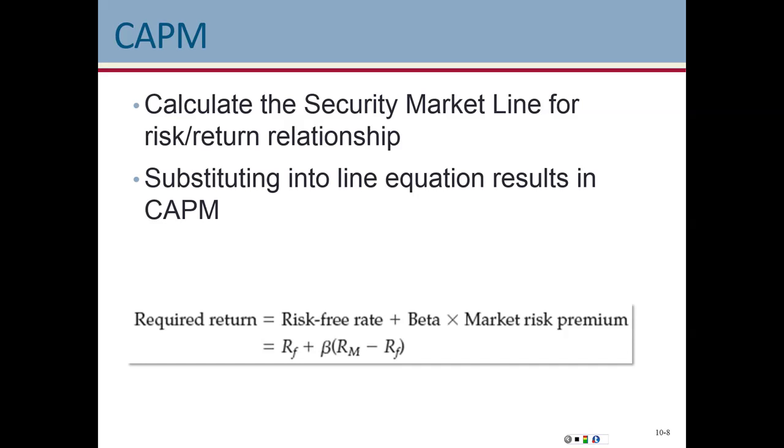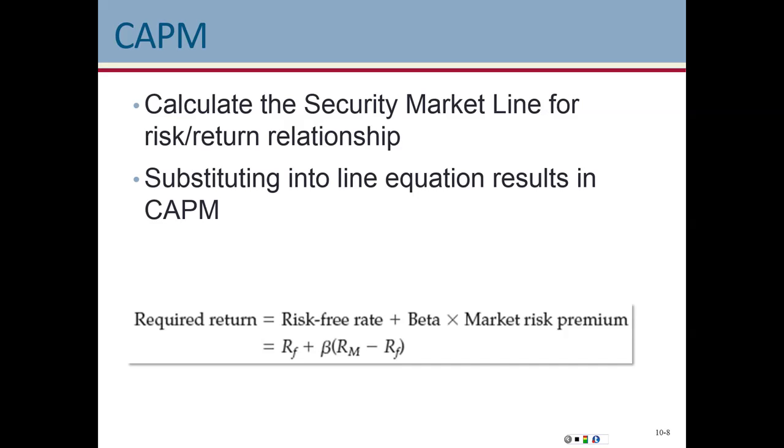Now, here's the important thing. This is the important thing. We're going to be calculating something that is called the required return. Sometimes we call this the CAPM formula. It's equal to the risk-free rate plus beta times market risk premium. Beta is the market risk. Beta is unique for every security. Beta is one of the main contributions from the capital asset pricing model, and beta is a multiplier.